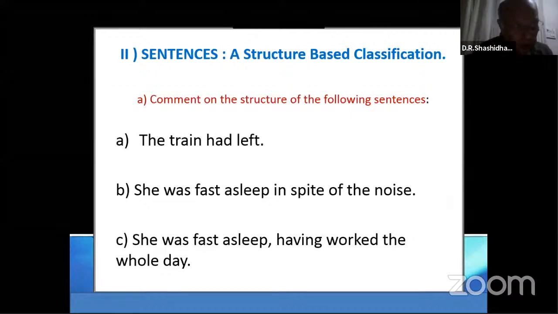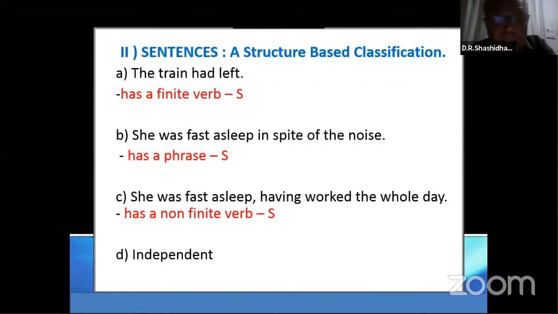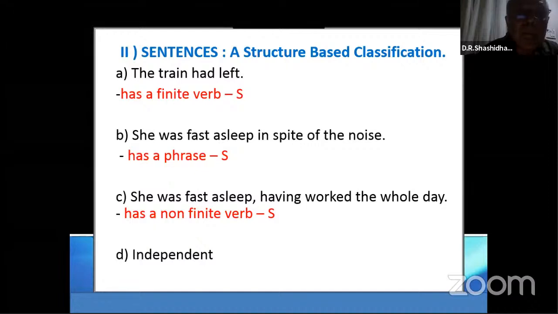Shall we go on? All these three sentences are capable of giving you complete meaning on their own. They don't depend on any external factor. Generally, independent sentences have SV structure, subject and verb. SVO also is possible, you're familiar with it. And now we go on to the next item of the structured sentences. Can we go on to the next one?